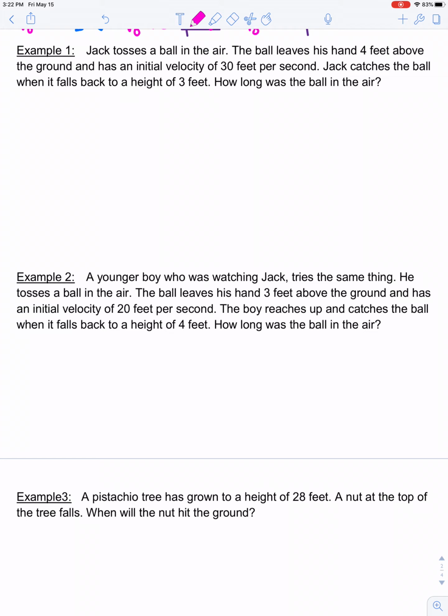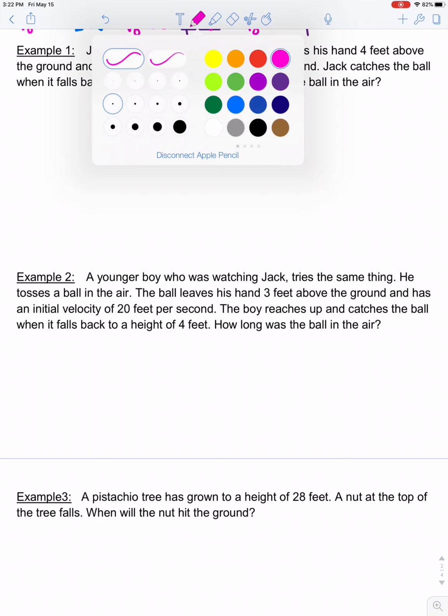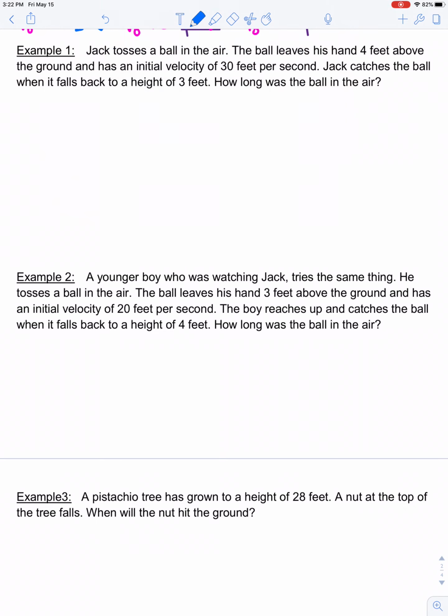Jack tosses the ball in the air. The ball leaves his hand 4 feet above the ground and has an initial velocity of 30 feet per second. Jack catches the ball when it falls back to a height of 3 feet. How long was the ball in the air? Okay, so let's start off. This is the one that goes up and then it comes down.